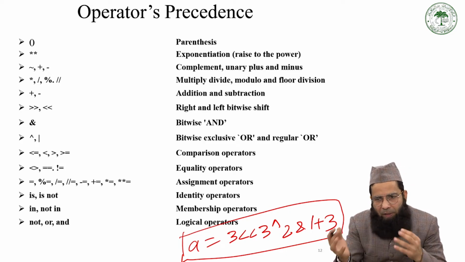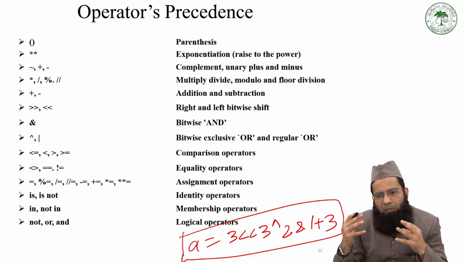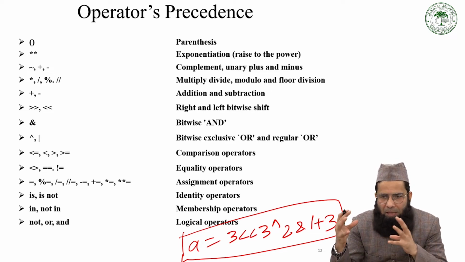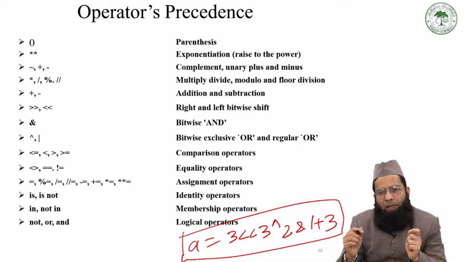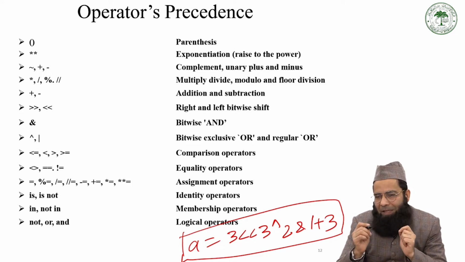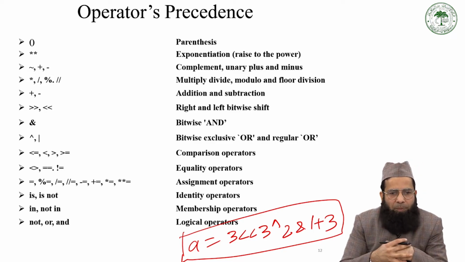Since there are several operators, one is the left shift operator, then XOR, then the bitwise AND operator, then there is a plus addition operator. So there are several operators. Which operator should be treated first? Which operator should be executed first? How will it be decided? This is the task of operator precedence.